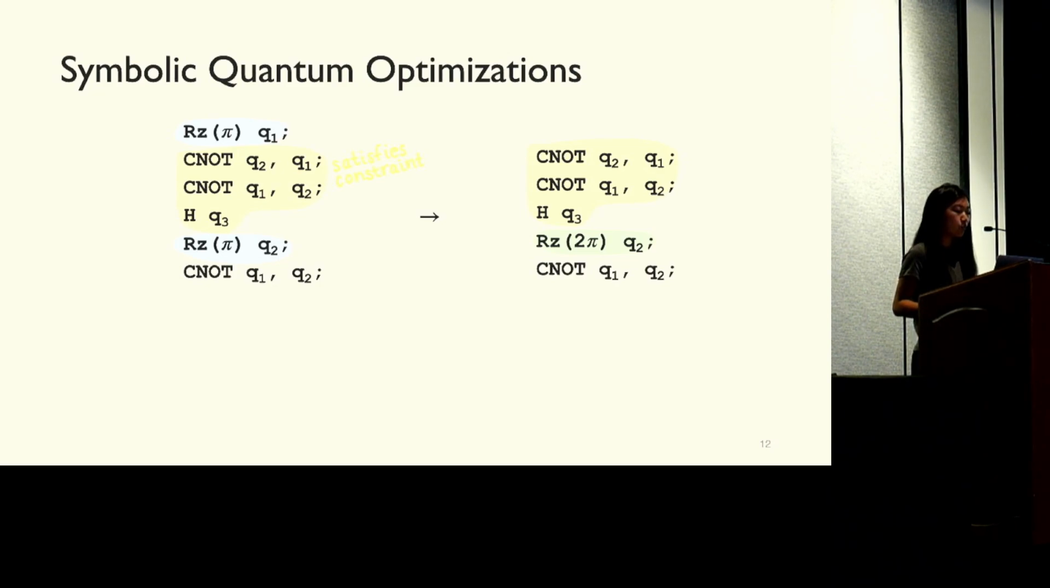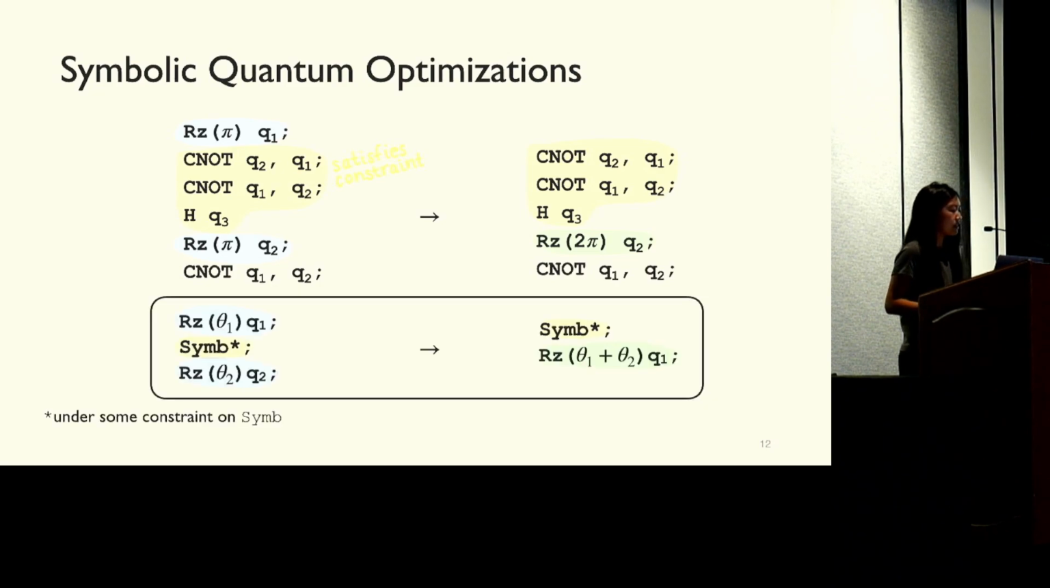And the rewrite rule that allows us to do this looks something like this, where we have an RZ rotation by some arbitrary angle theta, and then we have a symbolic circuit that satisfies some constraint, and then we have the other RZ rotation by another angle. And this can be rewritten into the same symbolic circuit followed by the two rotations merged.